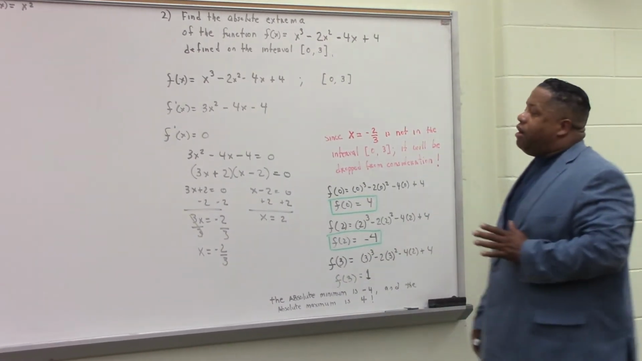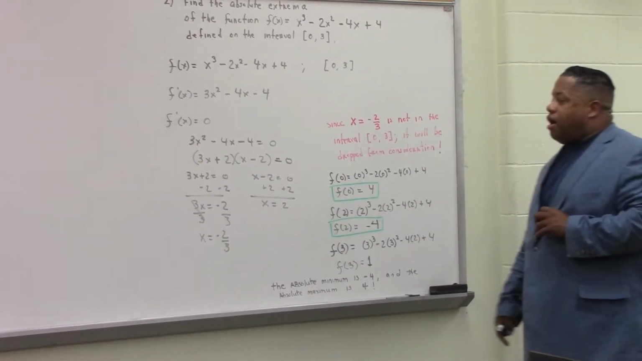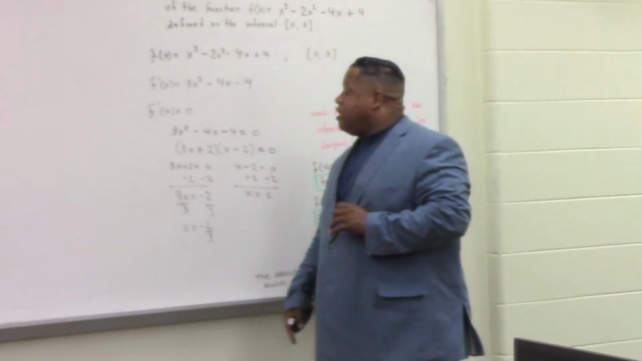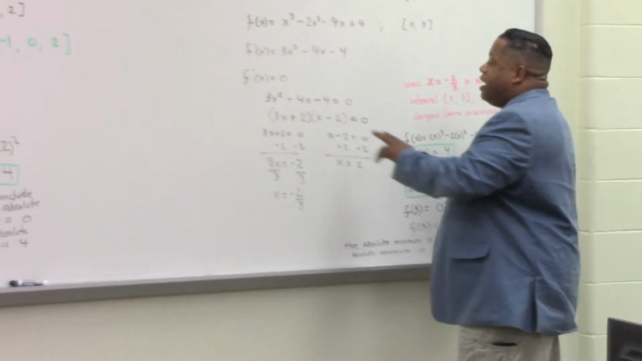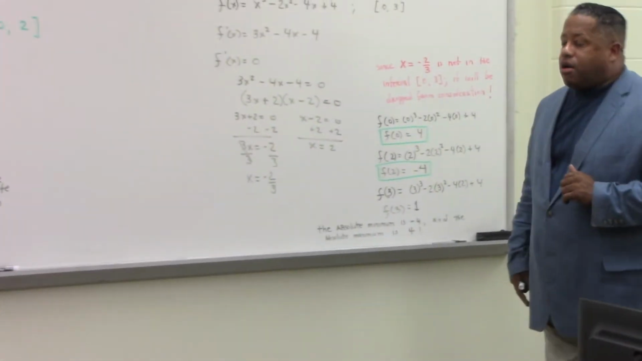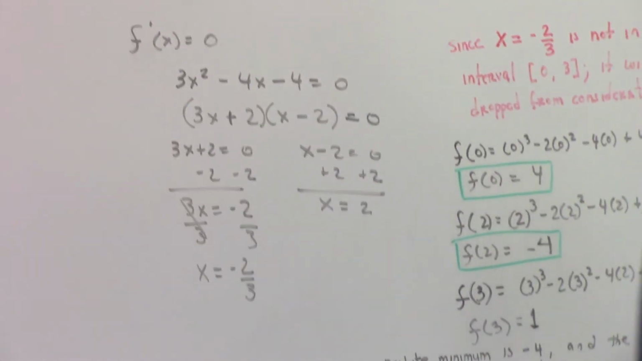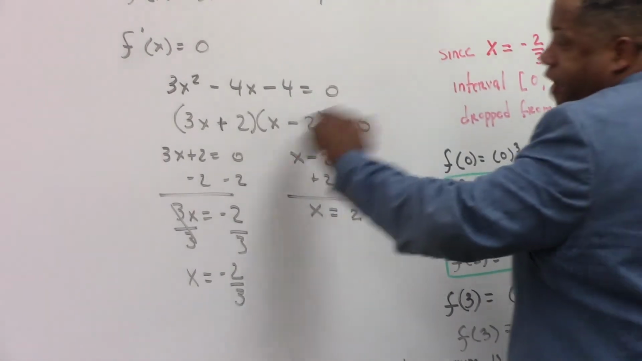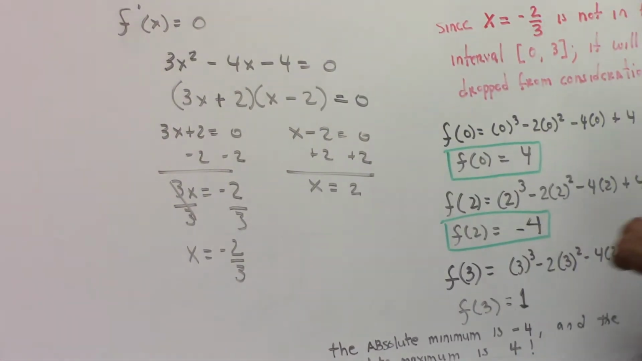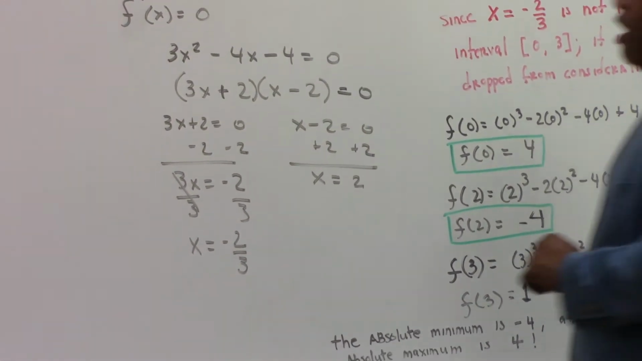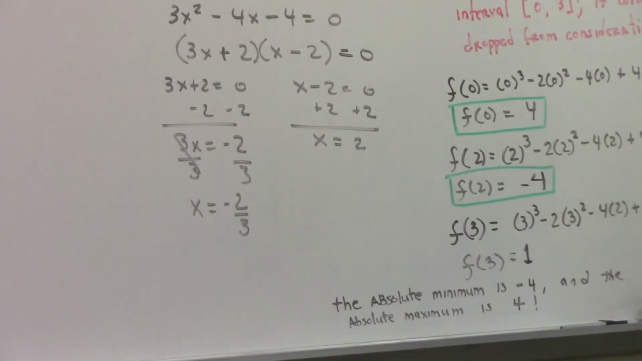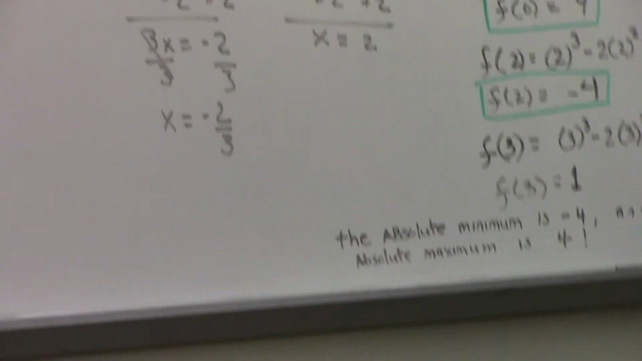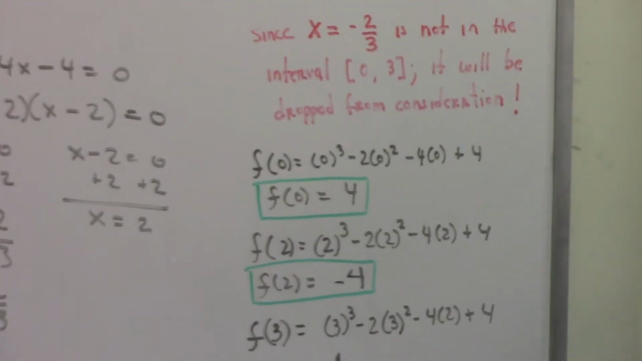So in this case, we have to factor the derivative of the function. And when we set this equal to 0, we come up with 3x plus 2 times x minus 2, and we set that equal to 0 because these are the factors of this. So now we're going to solve for x. And when we solve for x, we come up with x is equal to negative 2/3, and then x is equal to 2.